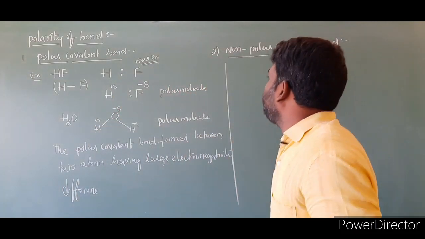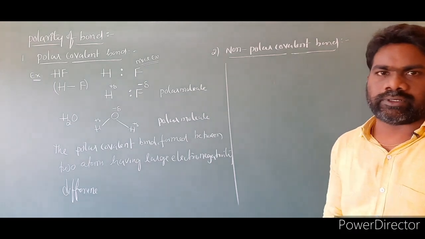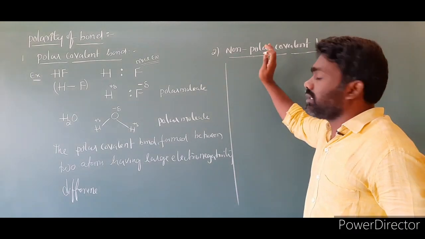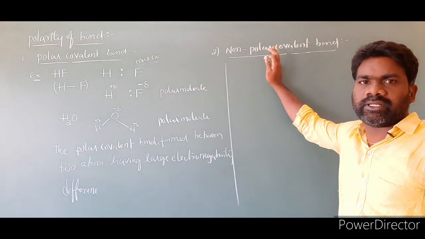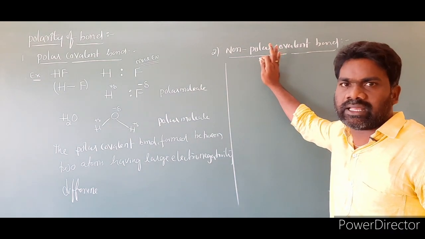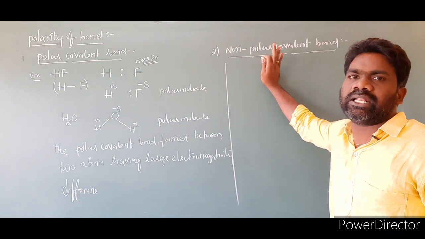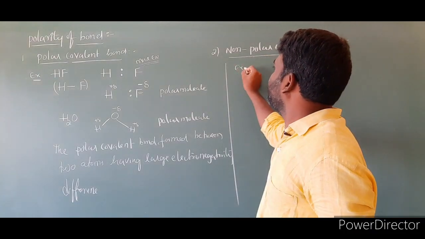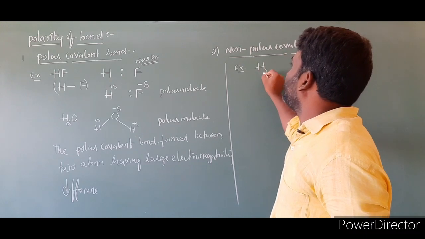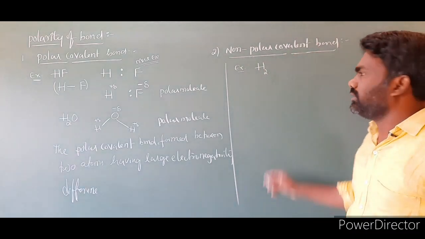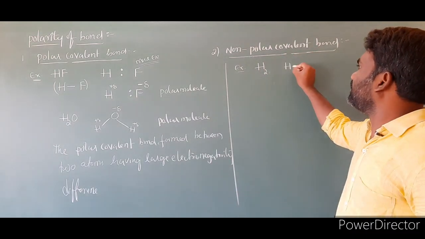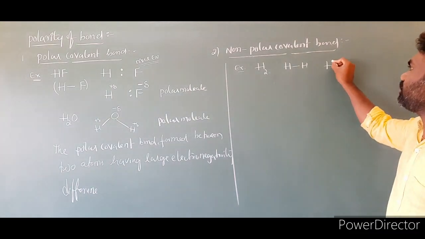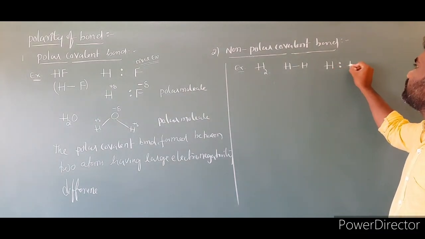Then coming to the non-polar covalent bond. The non-polar covalent bond is formed between two similar atoms having similar electronegativities. For example, I am taking an H2 molecule. Between the two hydrogens there is one bond, as we know very well. I am labeling this bond as 2 electrons.